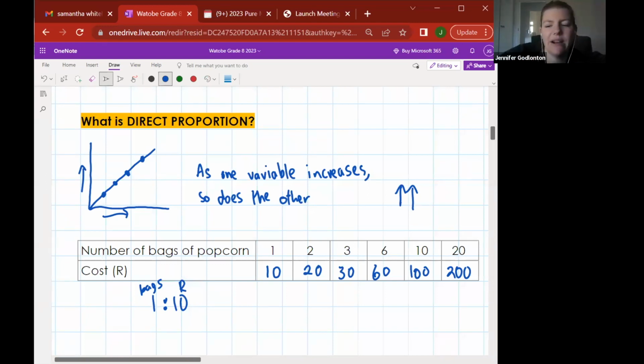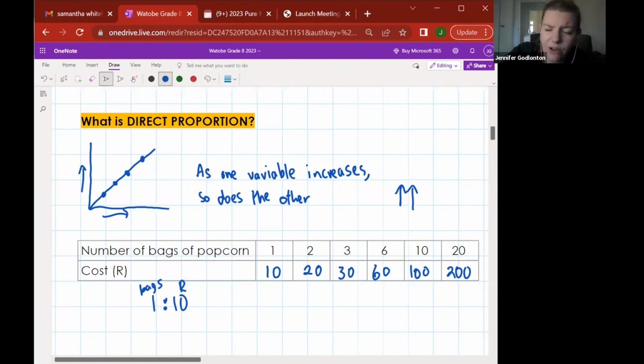Because this section may seem like a small section now in grade 8, but it actually becomes quite big as we grow up in our high school math. Yes, so direct proportion uses ratio. So we can always use ratio in order to find our answers for direct proportion.